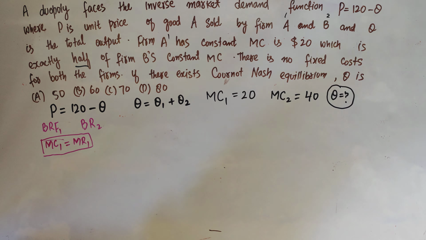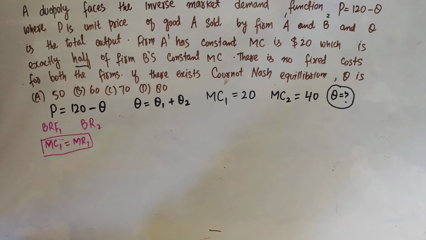That means we need to find out the total revenue first to get the marginal revenue. What is the total revenue of firm 1? It is simply equal to P times output of firm 1. Can we rewrite it like this? We have 120 minus, in place of Q, can I write Q1 plus Q2, multiplied by Q1. So total revenue of firm 1 will be equal to 120 Q1 minus Q1 square minus Q1 Q2. This is the total revenue of firm 1.